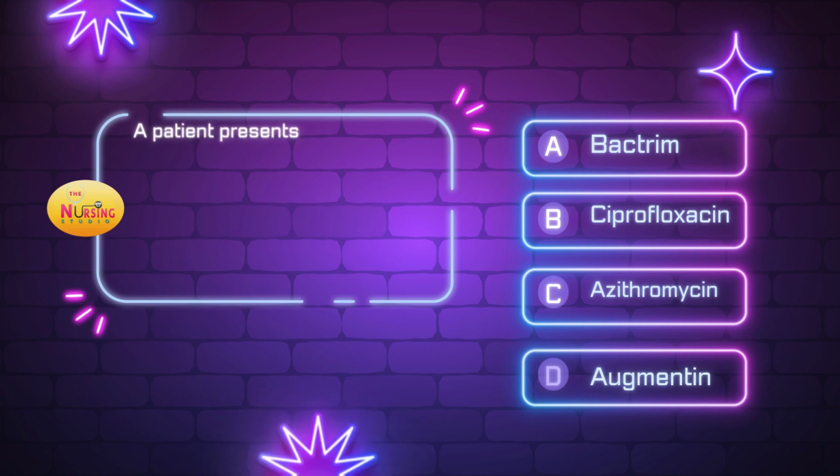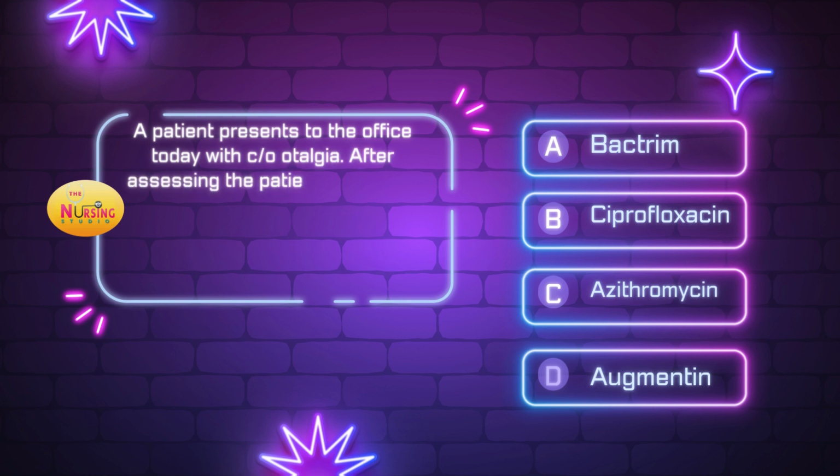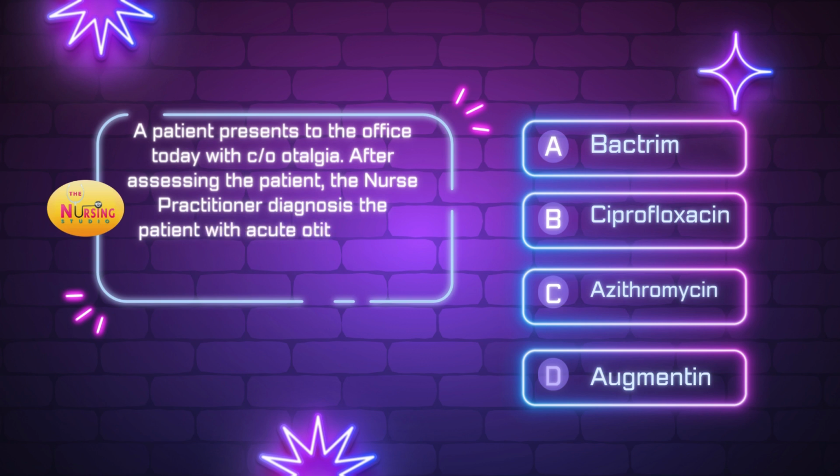All right. Question number two. A patient presents to the office today with complaints of otalgia. After assessing the patient, the nurse practitioner diagnoses the patient with acute otitis media. The patient has a penicillin allergy. Based on these findings, how should the nurse practitioner treat? Is it A, Bactrim, B, ciprofloxacin, C, azithromycin, or D, Augmentin? Take a moment and tell me what you got in the comments.